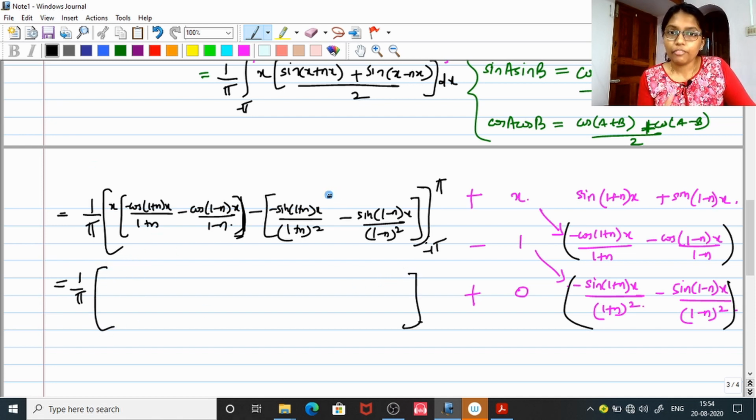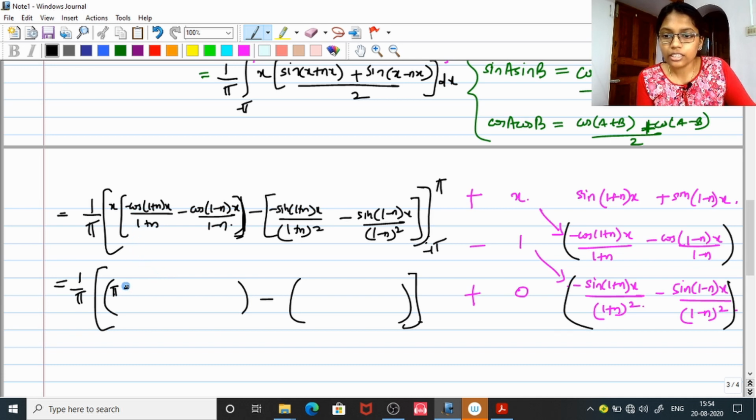Here, when we are in a stage to apply the limits, we need to have two big brackets, one for the upper limit and another for the lower limit. Okay, so the upper limit is pi here. Before substitution, have some mental calculation. The x value is given, pi is given for the x value. Okay, so x is pi.